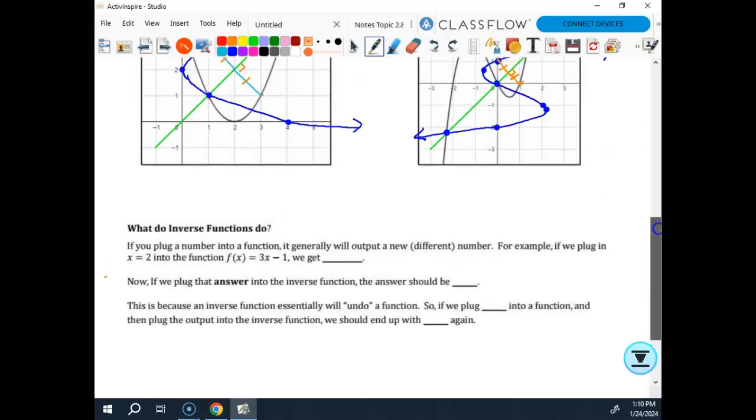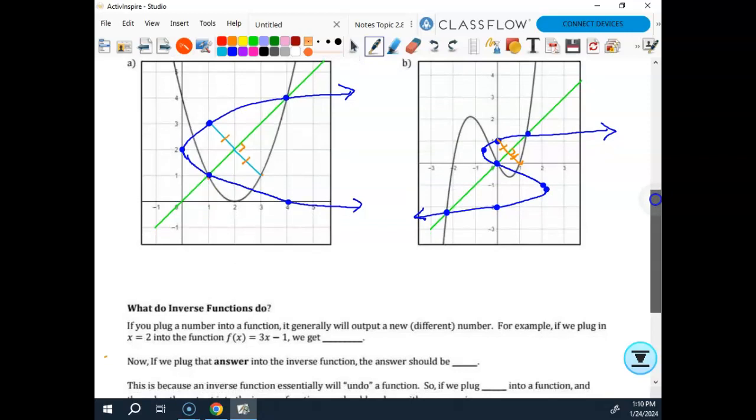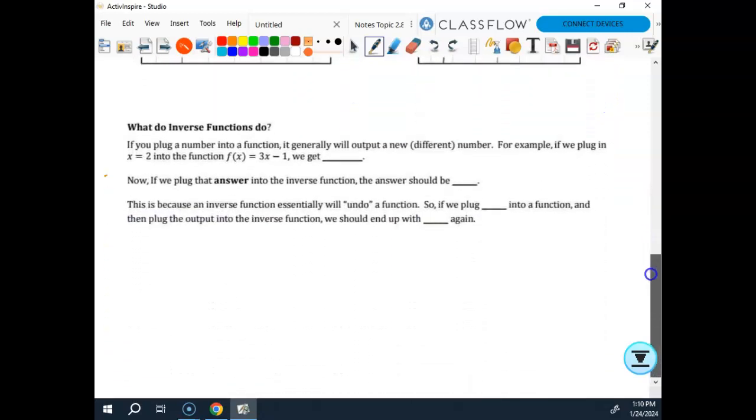So we're still on the front of that second page. We have our graphs here. We graph the inverses without having the actual line segments there. And then what do inverses do?